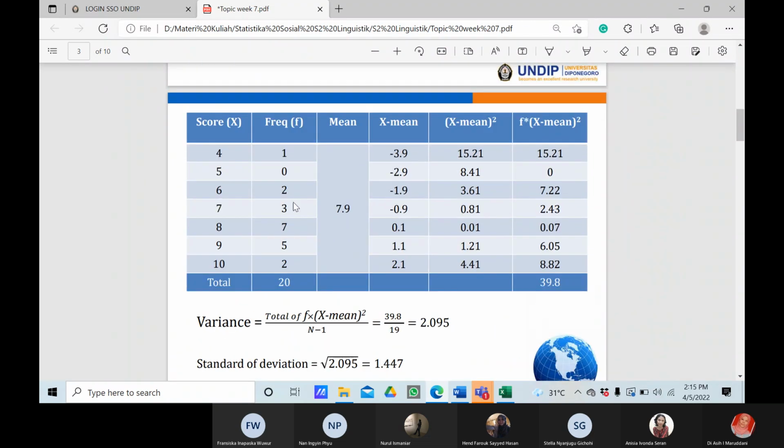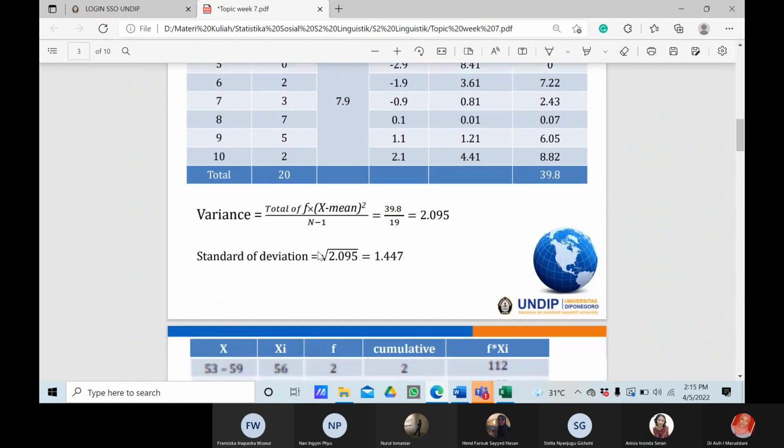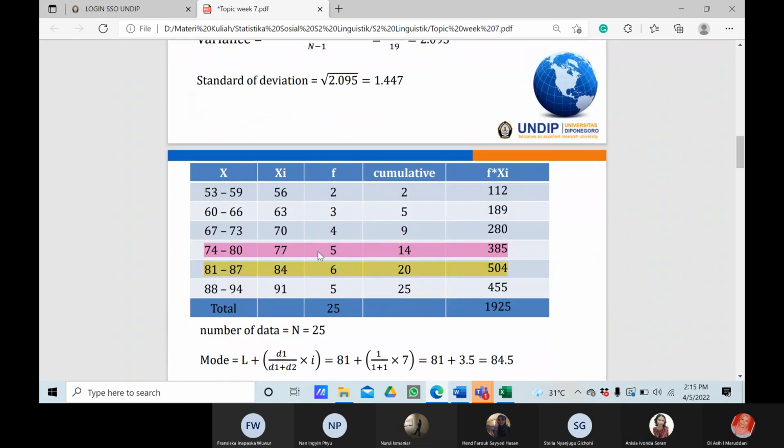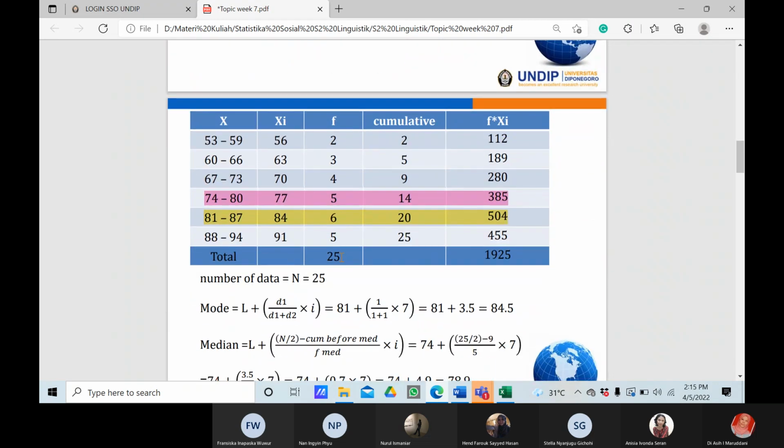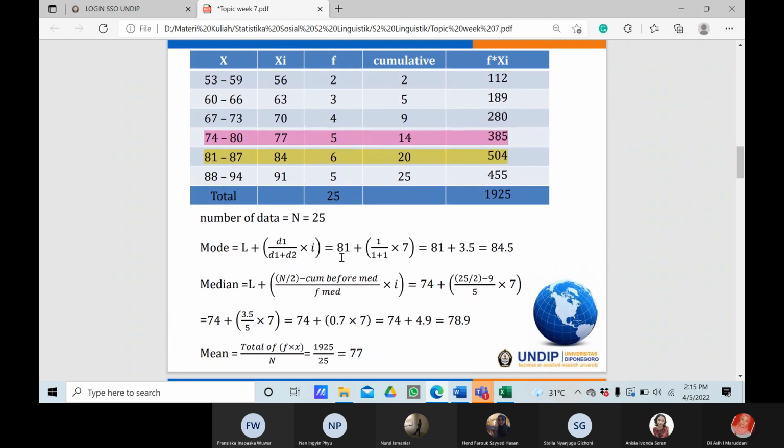The way of calculating the table is the same, just replace the interval with the midpoint. I think it helps to understand. Yes, it's clear now, Miss. Thank you, Miss. Okay, Anisha.